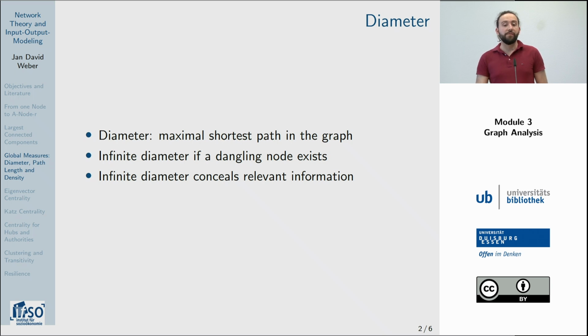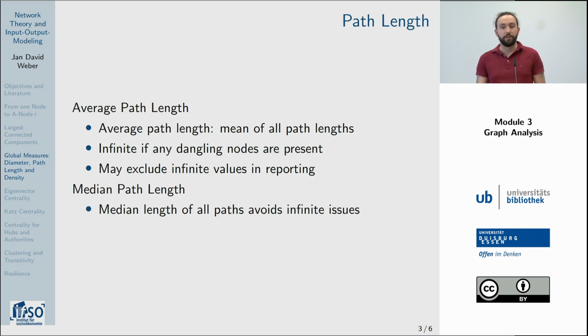We of course have an infinite diameter if we have a dangling node, because that node is not connected to any other node, and if you recall the geodesic distance, that gives us an infinite distance between the nodes. And if we give that as a diameter for a graph, that conceals relevant information. It only tells us there is a dangling node, but it doesn't tell us how many, how large is the subgraph, and all those things. So the diameter is an important and relevant measure in describing a graph, but it is also one that you have to handle really, really carefully if you have dangling nodes.